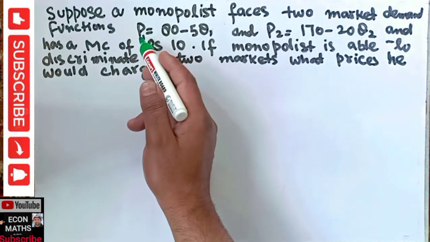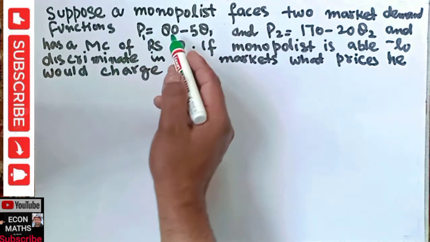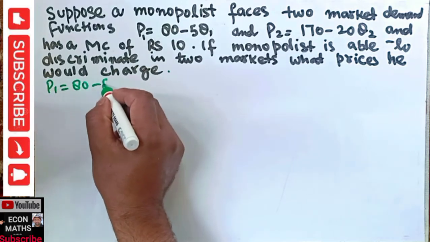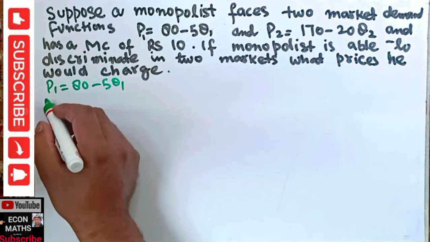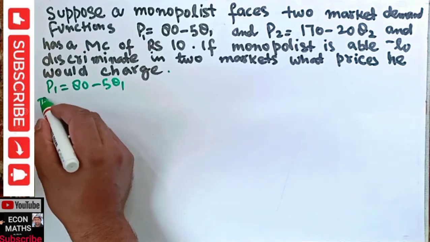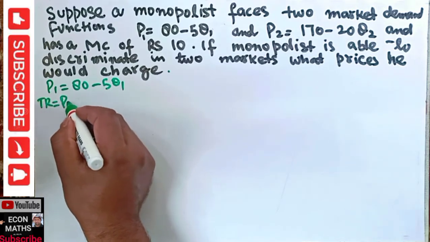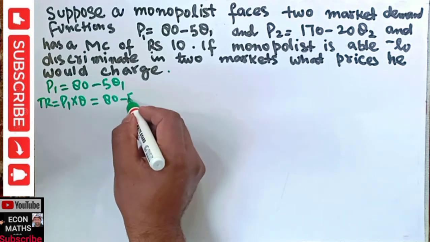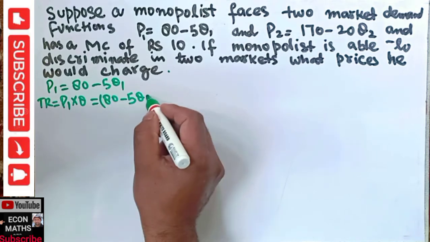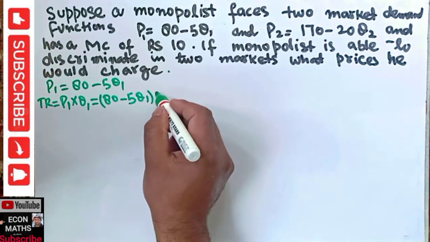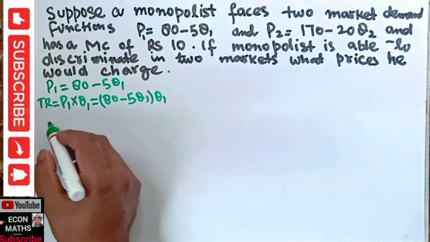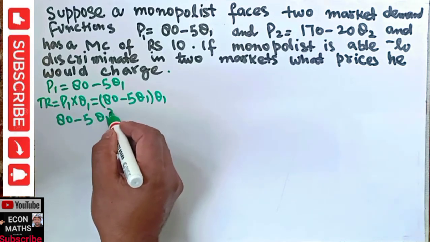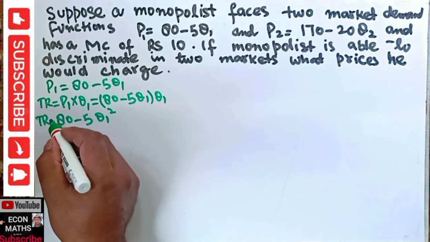We take the first demand function, P1 is equal to 80 minus 5 Q1, and find total revenue. We know total revenue is equal to price into quantity, that is, 80 minus 5 Q1 multiplied by Q1, so we get 80 Q1 minus 5 Q1 square. This is the total revenue in the first market.